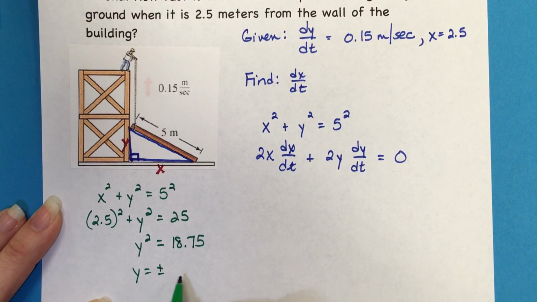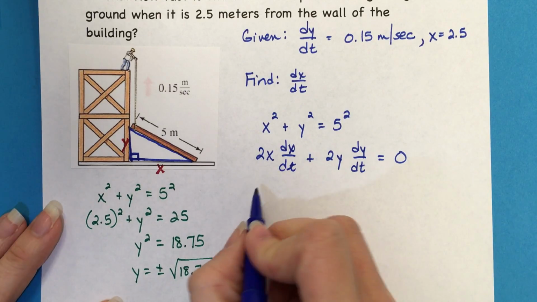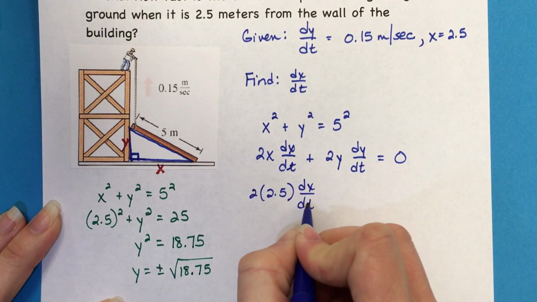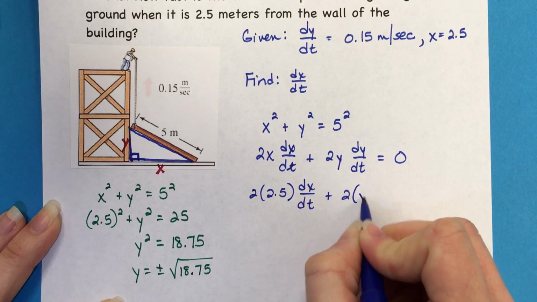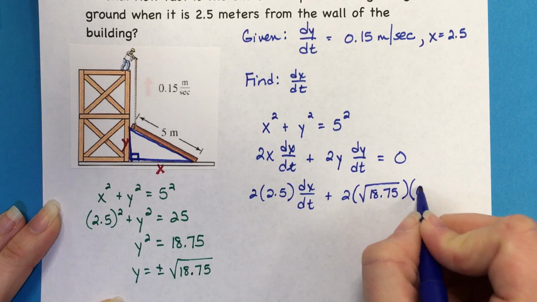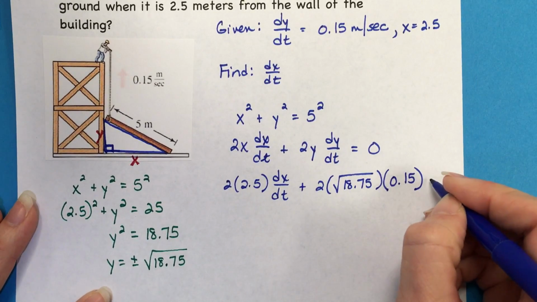So y would be equal to plus or minus the square root of 18.75. Of course, you'll end up using the positive. I'm going to keep that right now, because the more times you round, the less accurate an answer you're going to have. So I would have 2 times 2.5 dx/dt plus 2 times the square root of 18.75 times dy/dt, which is 0.15. And that would be equal to 0.